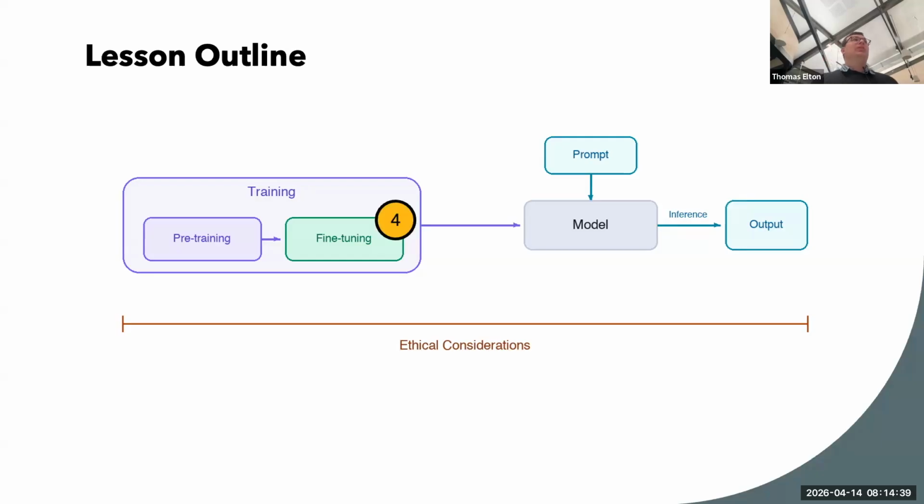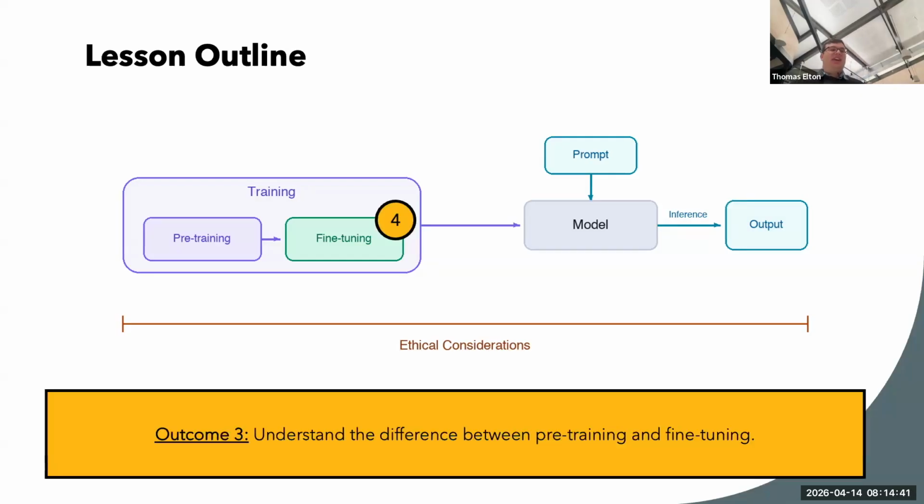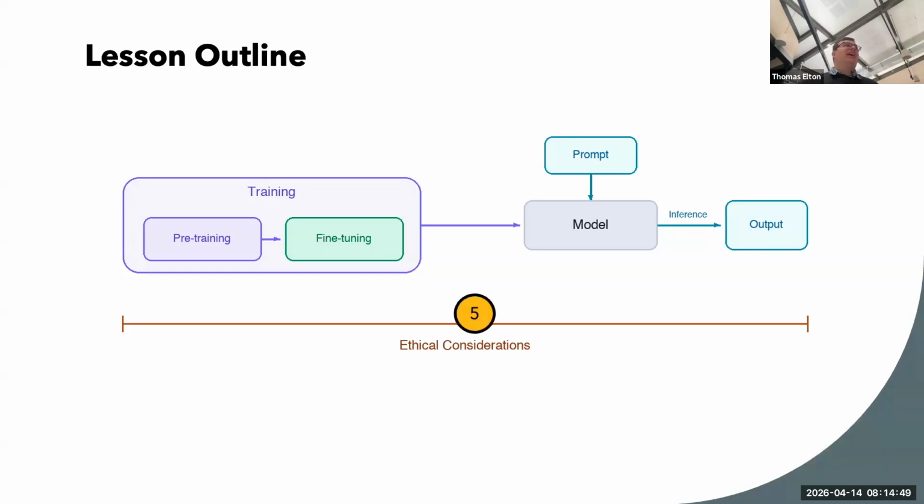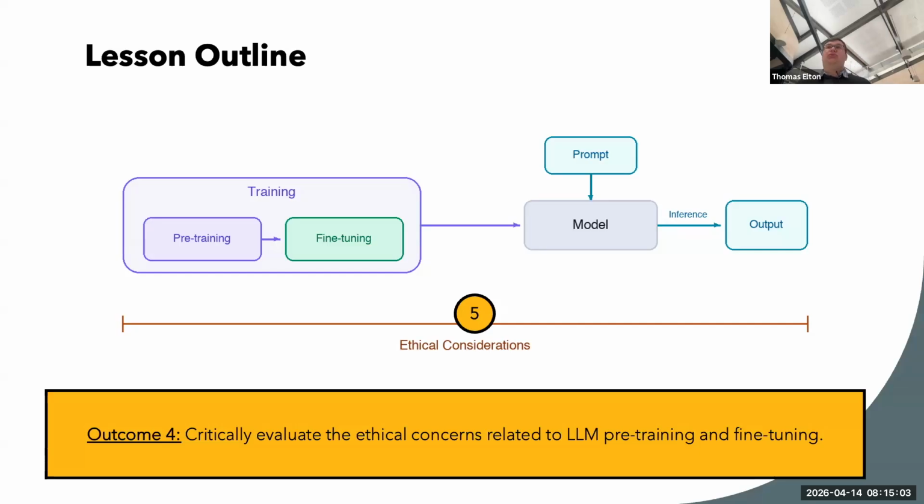In task 4, we're going to look at fine-tuning, and that gives us outcome 3, understanding the difference between pre-training and fine-tuning. And finally, in task 5, you're going to consider the ethical considerations of this entire process. There are lots of ethical considerations when you think about AI. The ones that we're going to focus on today and in the lab are mostly those that pertain to training. And that's outcome 4, to critically evaluate the ethical concerns related to LLM pre-training and fine-tuning.